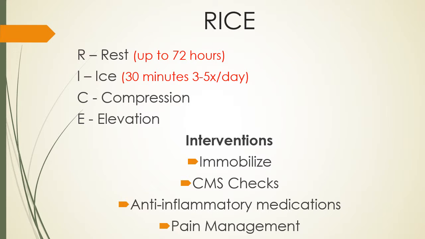So our interventions besides RICE are also going to be CMS checks, checking color, motion, and sensation. That will show us that they have good blood flow and that their neurological system is intact. Anti-inflammatory medications like ibuprofen, Motrin, Aleve, to reduce swelling and reduce the pain. And then on top of that, they may need stronger pain management with opioids or narcotics.